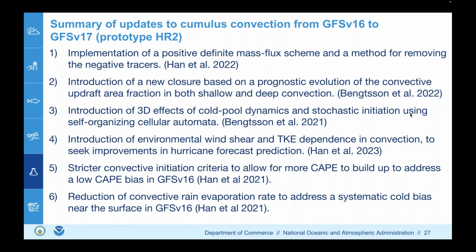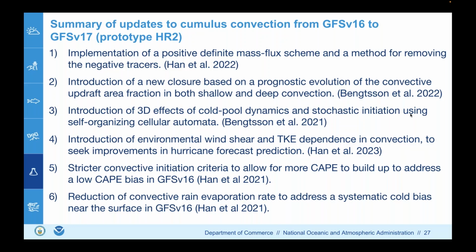So there was some work at EMC to try to identify why we have negative tracers coming out of the PBL and convection schemes, and finding a method to alleviate that. This led to the development of this positive definite mass flux scheme, and then also a correction for negative tracers, sort of using a borrowing method.